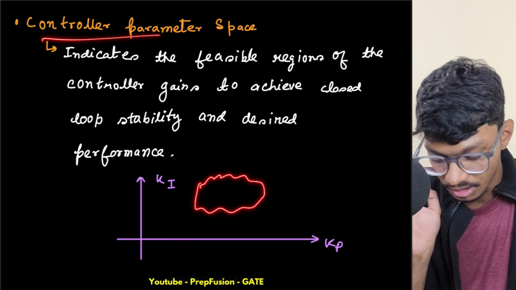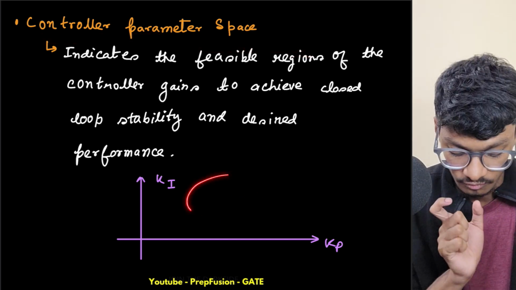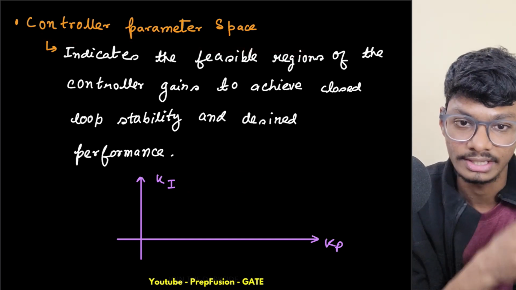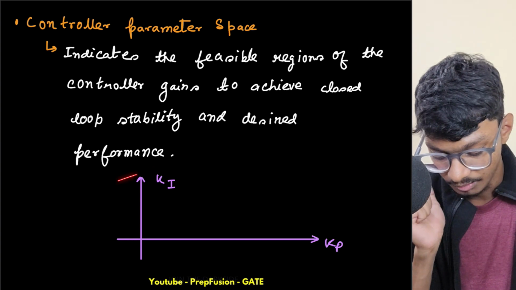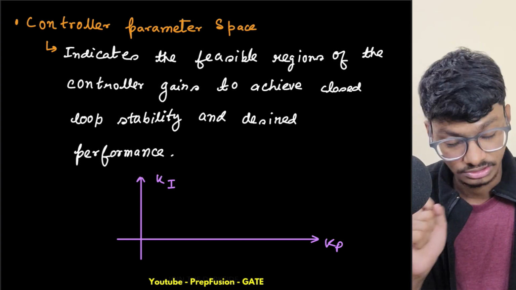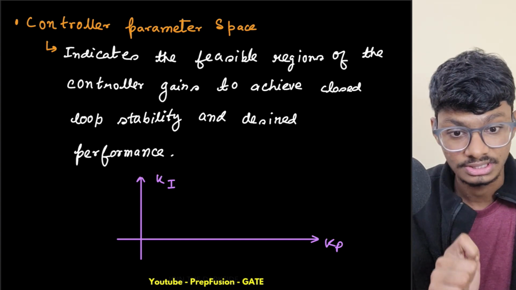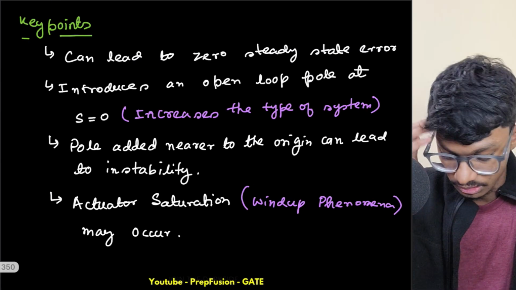That is known as my controller parameter space. So for those particular values of Kp and Ki, I will get my desired performance as well, and the closed loop system will be stable. Okay, so these are the important things.